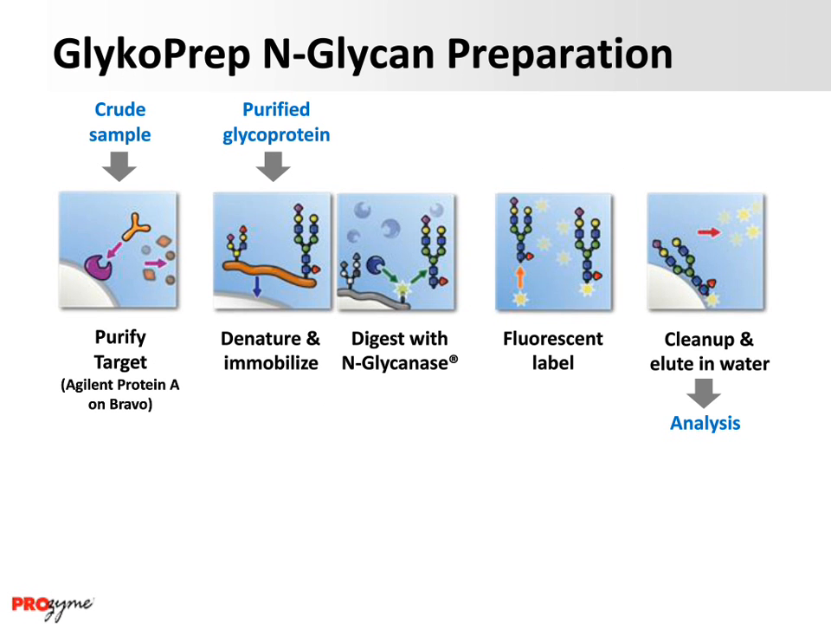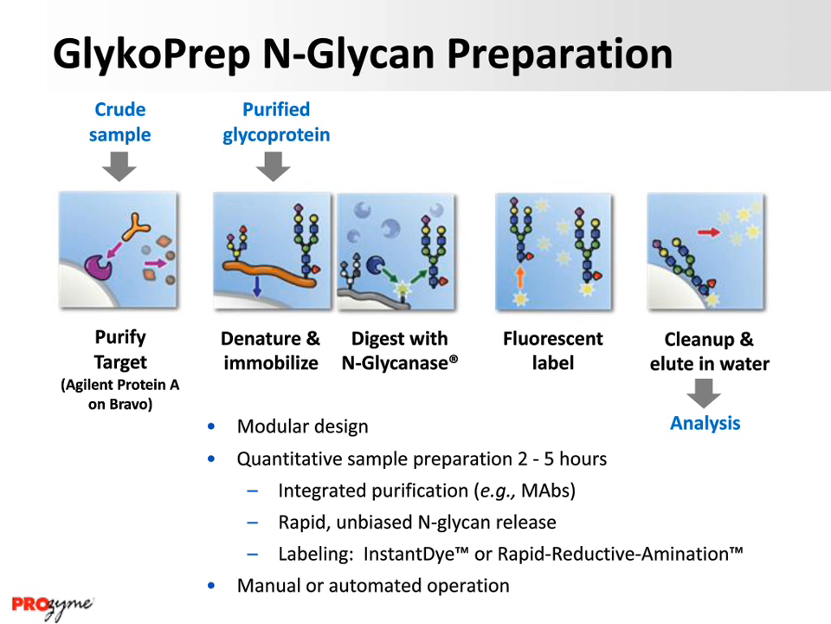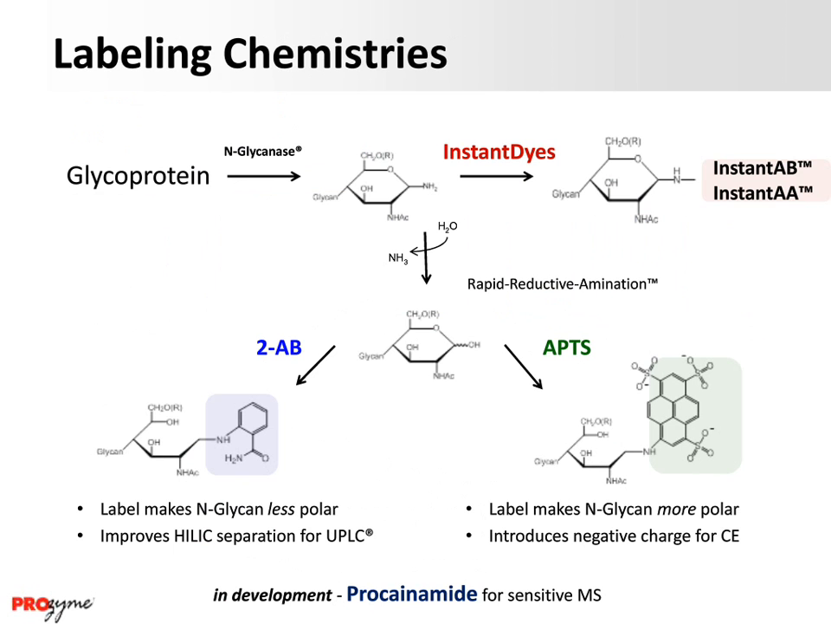It's a modular design, so you can switch out labels. It's quantitative and can be performed within 2 to 5 hours, which is quicker than the traditional glycan preparation methods, which sometimes take days. These are the labeling chemistries that are available with this platform. I'm going to focus on 2AB today, as others have, but I'd like to point out that other labels are available depending on the analysis. APTS can be used for capillary electrophoresis, and instant dyes can be used for faster labeling. Also, we have a procainamide label in development for sensitive MS.